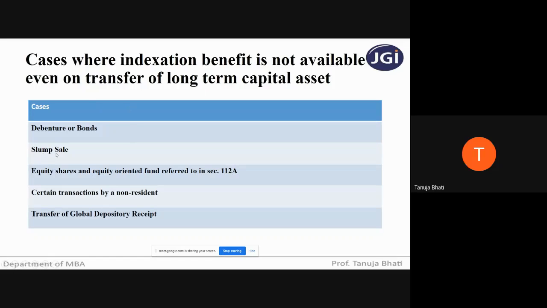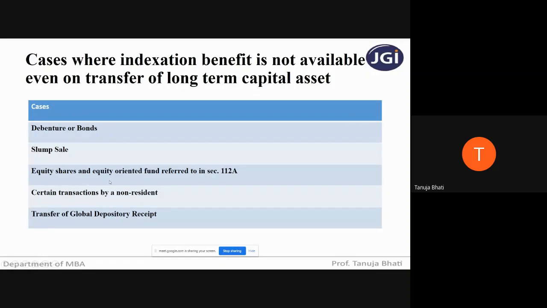Next is slump sale. What is the meaning of slump sale? Slump sale means transferring one or more undertakings for a lump sum consideration, that is, as a whole amount, without assigning values to separate assets or individual liabilities. You are not going to work out the value like that; in a lump sum consideration, you sell off the undertaking. In short, this is called slump sale. When there is a transfer of an undertaking or division in a slump sale, for a lump sum consideration without assigning individual values to the assets or liabilities, indexation benefit will not be given even if it is a long-term capital asset.